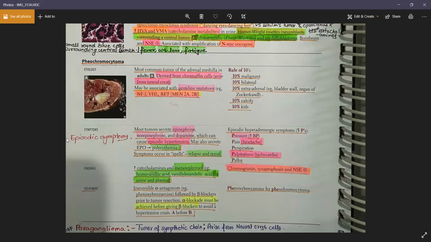So, what are the symptoms of the pheochromocytoma? Of course, the first symptom would be episodic hypertension. Along with the episodic hypertension, these tumor cells also release EPO, or erythropoietin, right?